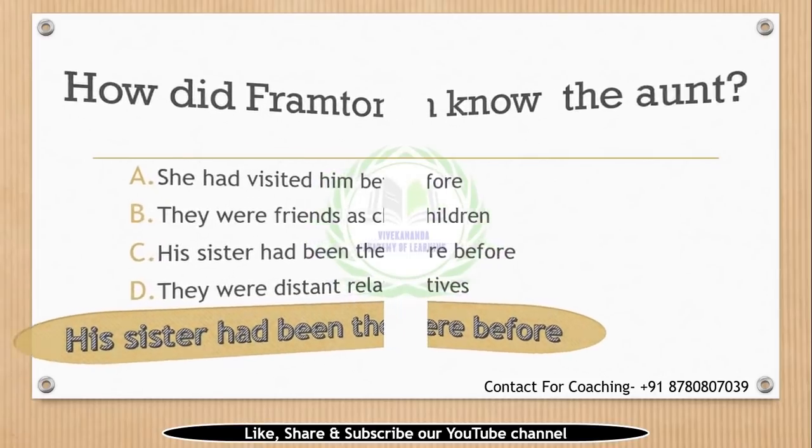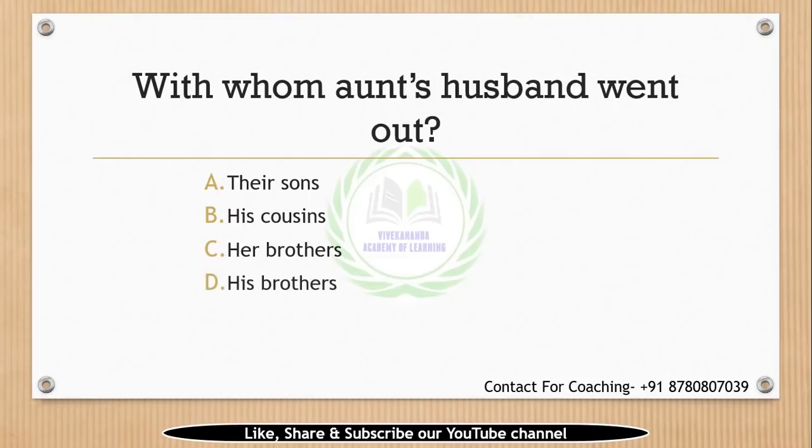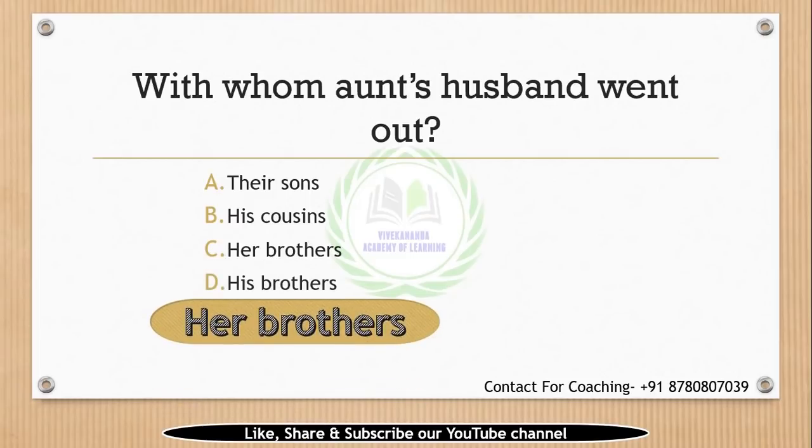Next question. Next question is, with whom did the aunt's husband go out? Options are A. Their sons, B. His cousins, C. Her brothers, D. His brothers. The correct answer is her brothers. Next question.